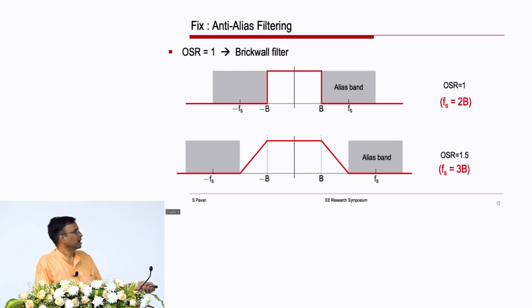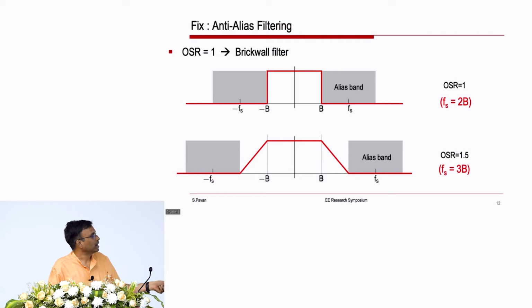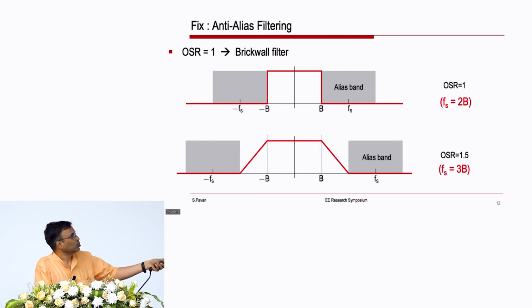A tone at B, Fs plus B aliases to B, a tone at Fs minus B aliases to minus B. So, the baseband signal which you want to digitize has content from minus B to plus B, and these bands in gray are the so called alias bands, which are frequencies which will alias to baseband after sampling. So, what do you do to fix this problem? As you learnt in your introductory signal processing class, you have to put a filter which eliminates signals that can potentially alias into the signal band.